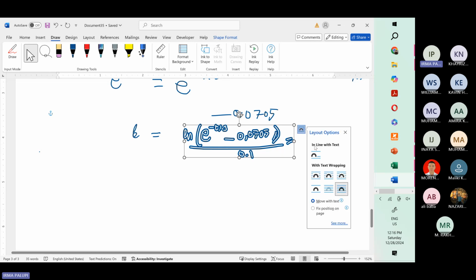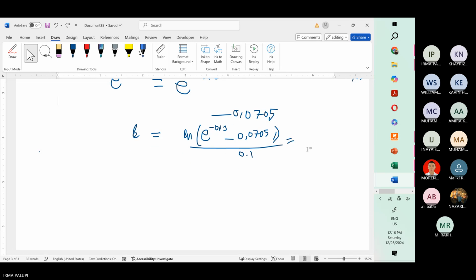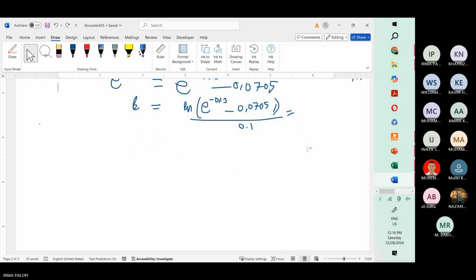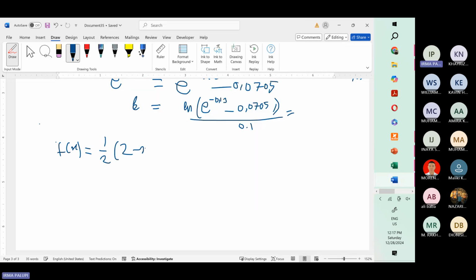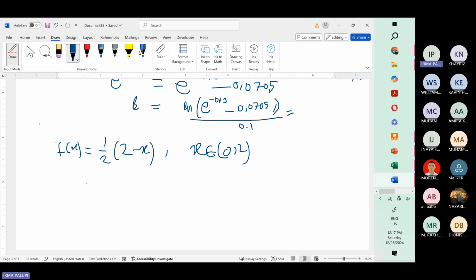This is hard to scroll. X equals, this one, half times 2 minus X, for X in 0 to 2. So we need to find the expectation of X equals X. Okay, part 2. It's from 0 to 2.